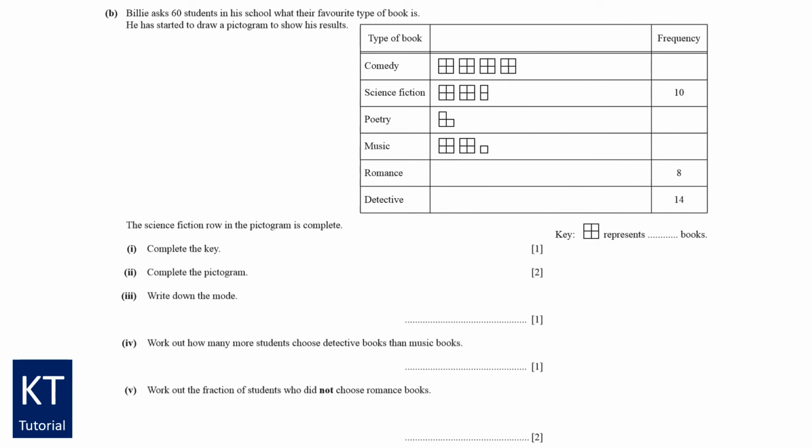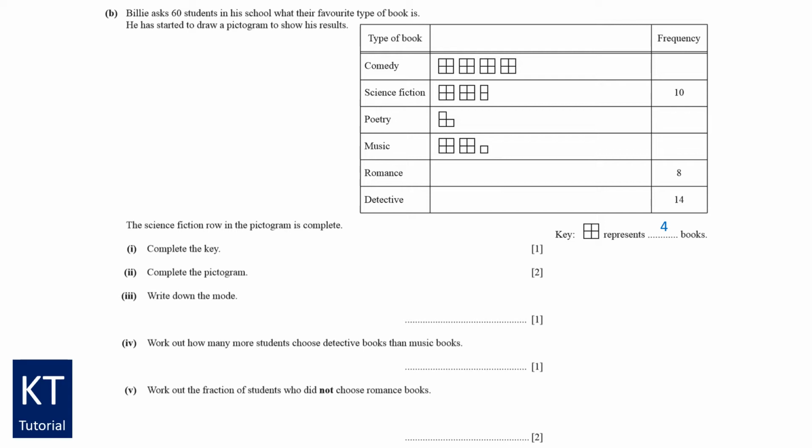Question 1b. Billy asks 60 students in his school what their favorite type of book is. He has started to draw a pictogram to show his results. The science fiction row in the pictogram is complete. Complete the key. With 2.5 keys equaling 10, each key represents 4 books.